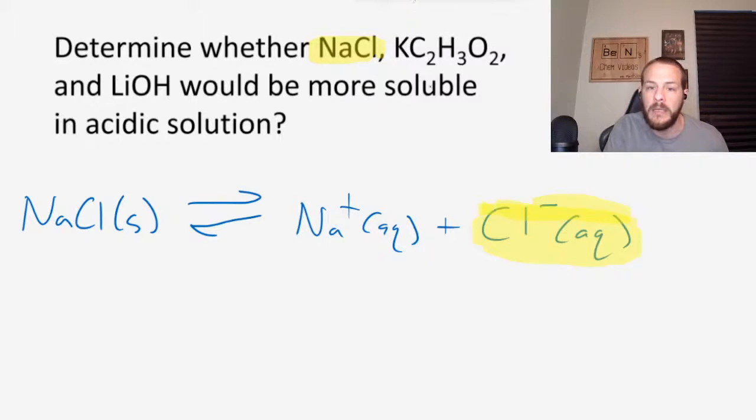That would be HCl, right? And HCl, as we all very well know by now, at least we should, is a strong acid. So Cl-, that's the conjugate base of a strong acid, therefore Cl- is pH neutral. And since Cl- is not acting like a base, the pH will not have an effect on solubility, so sodium chloride is not going to be more soluble in an acidic solution. Let's go ahead and move on to the next example.